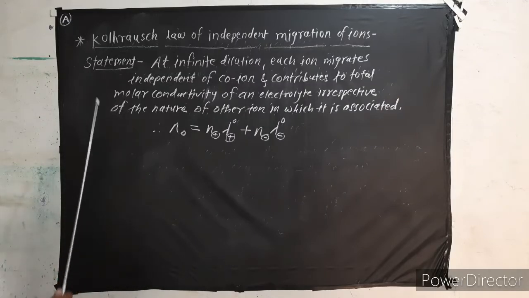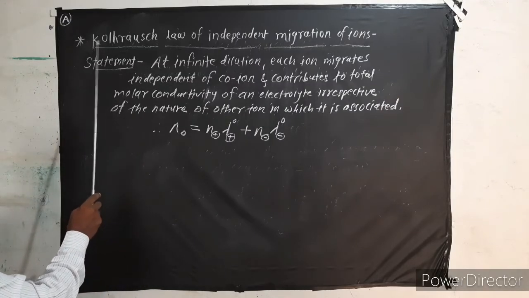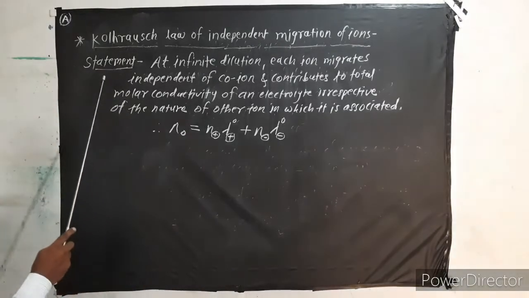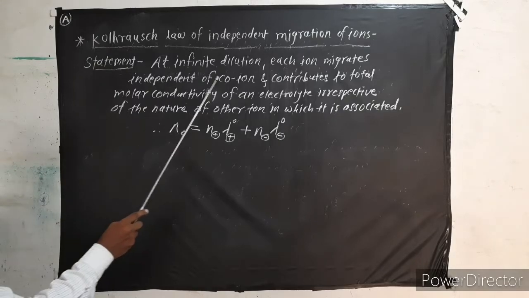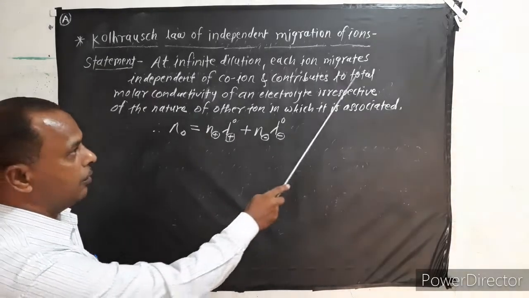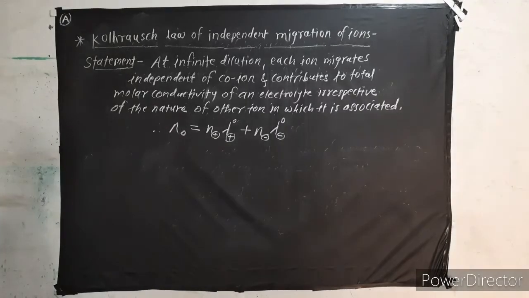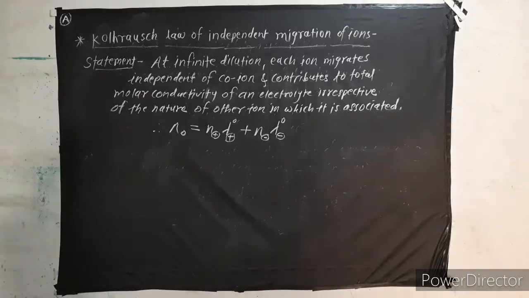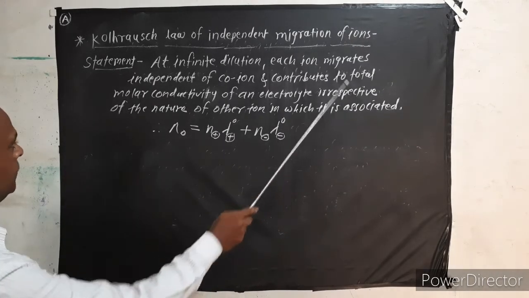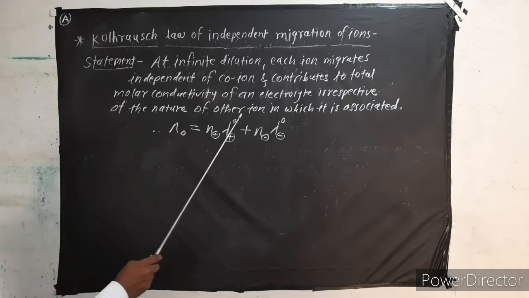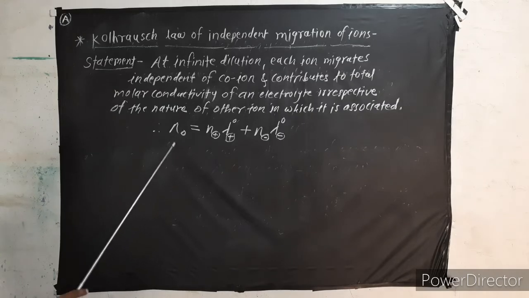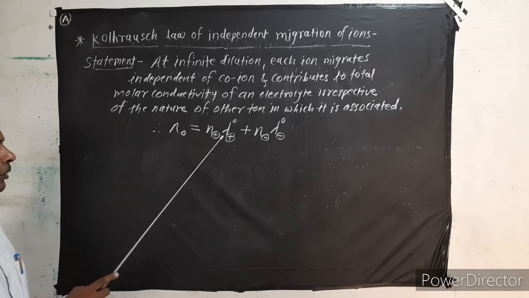Hello friends. Now we will see the Kohlrausch law of independent migration of ions. What is its statement? At infinite dilution, each ion migrates independent of its co-ion and contributes to the total molar conductivity of an electrolyte, irrespective of the nature of the other ion with which it is associated. Therefore, the molar conductivity of an electrolyte is equal to what?